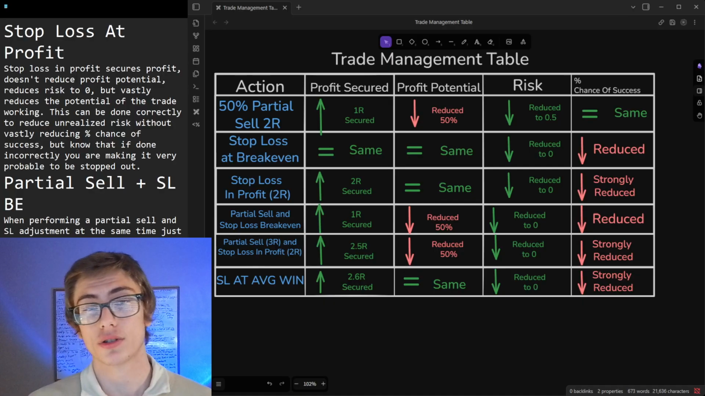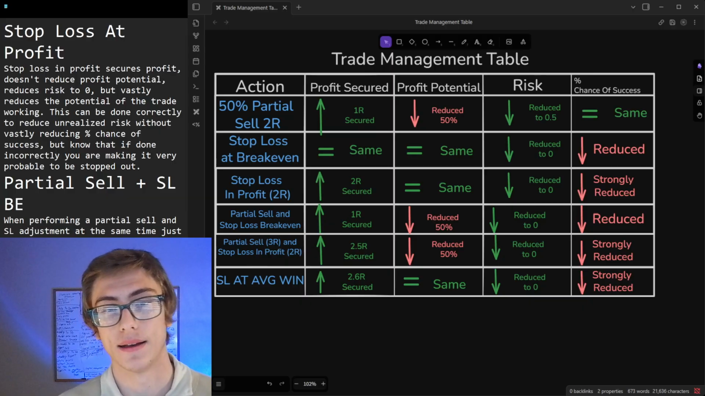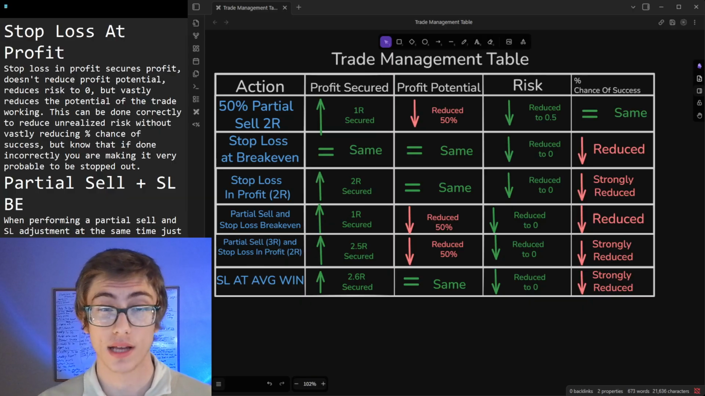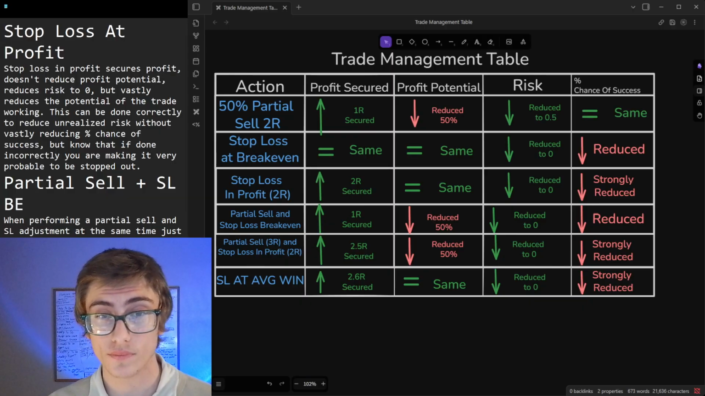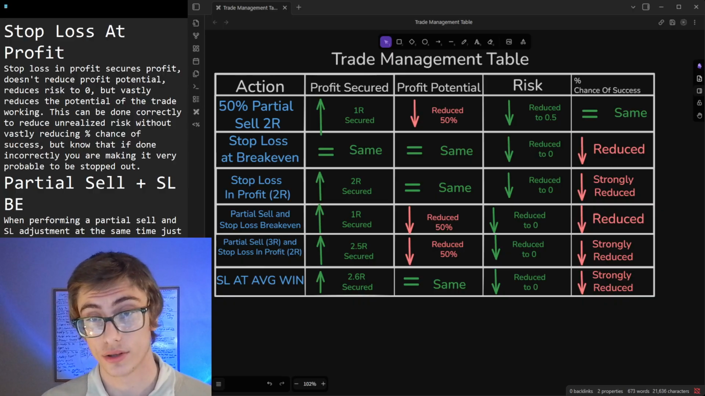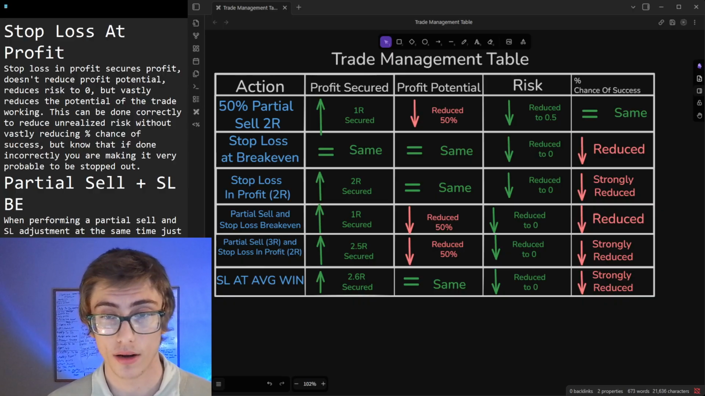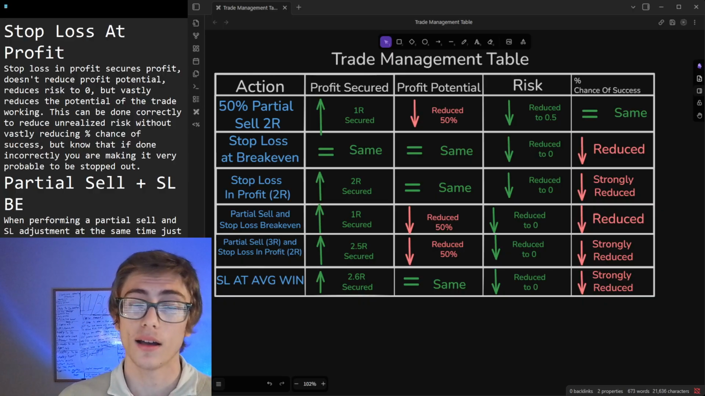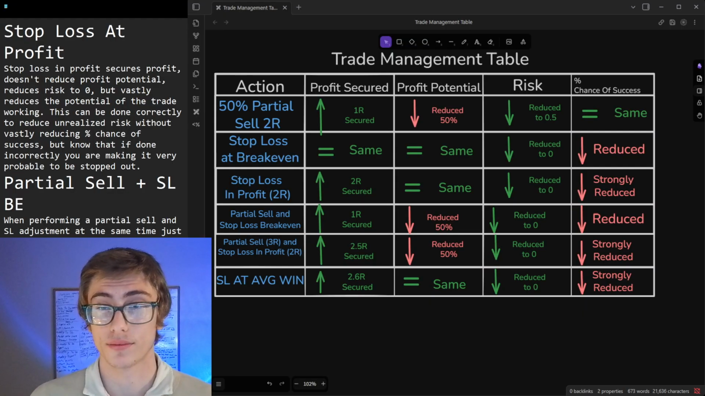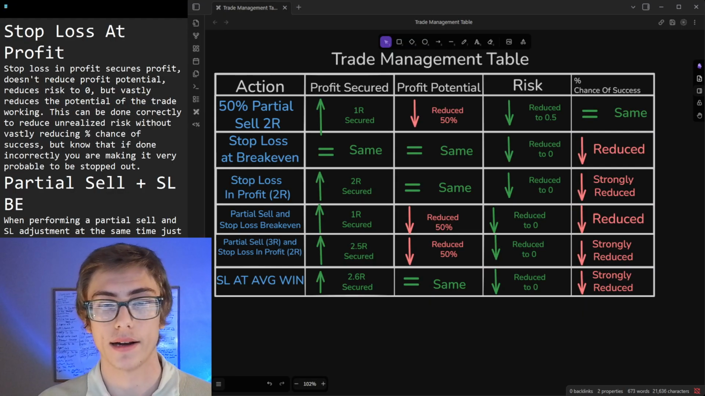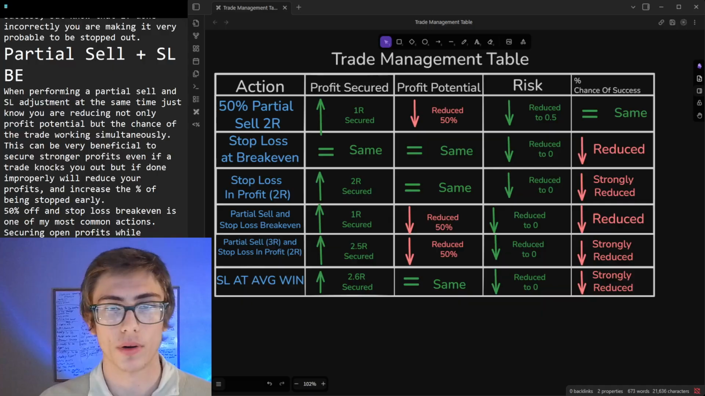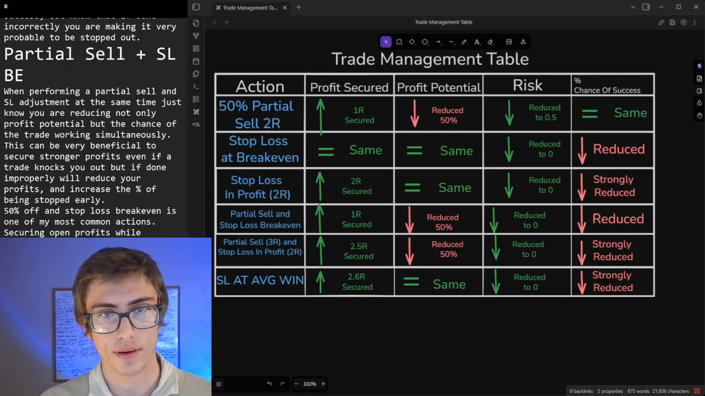out. So stop loss at profit has the downside of you selling into weakness, but it does secure stronger profits than a stop loss at break even, of course, right? A stop loss at break even secures no profits. So there are upsides and downsides to each of these things, as you can see from my trade management table. So let's go on to partial sell and stop loss at break even.